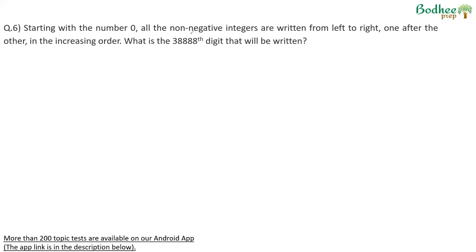Starting with the number 0, all the non-negative integers, non-negative. So you're starting from 0 basically. Are written left to right, one after the other in increasing order. What is the 3888th digit?